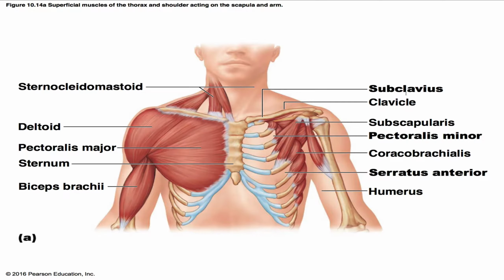Finally, we have the subclavius muscle, and this is a small cylindrical muscle that extends from the first rib to the clavicle. Its origin is going to be the costal cartilage of rib 1, and its insertion is going to be the groove on the inferior surface of the clavicle. It's innervated by the nerves to the subclavius, and its action is to help stabilize and depress the pectoral girdle.